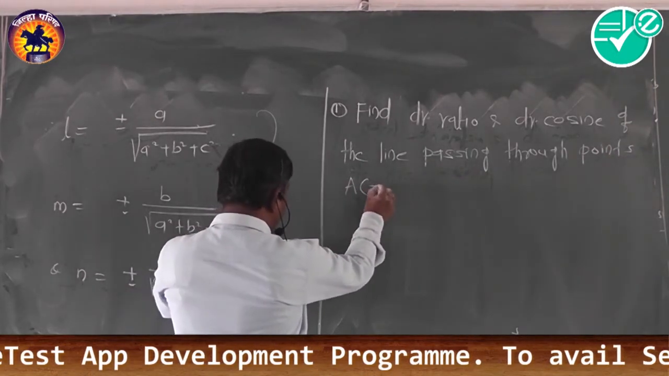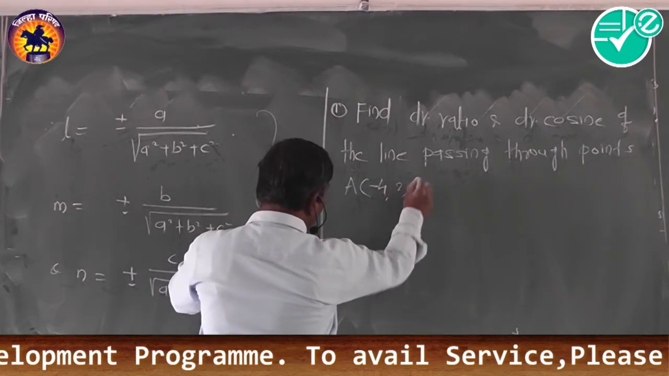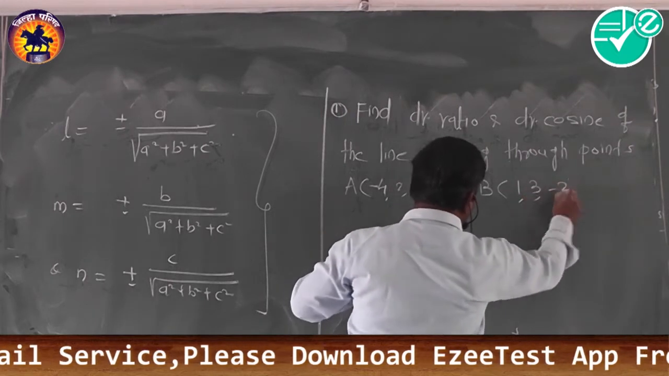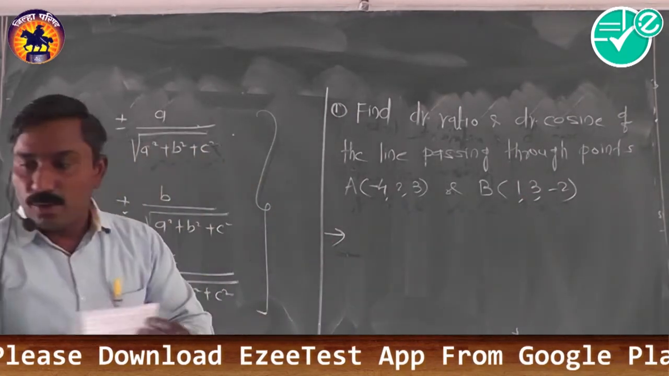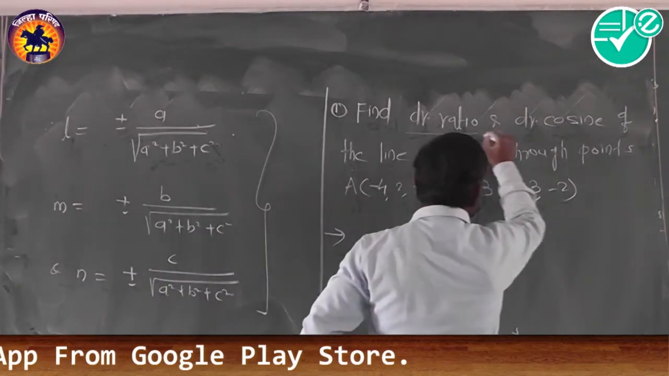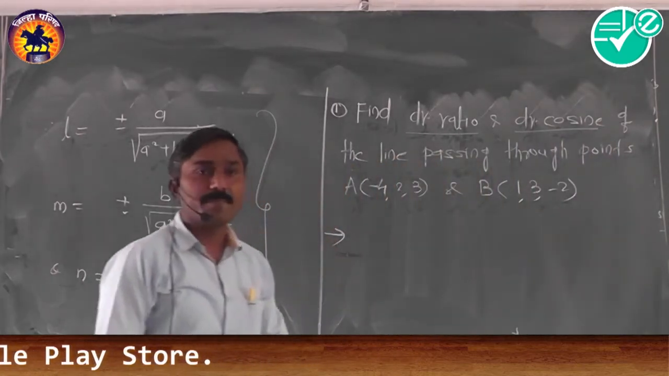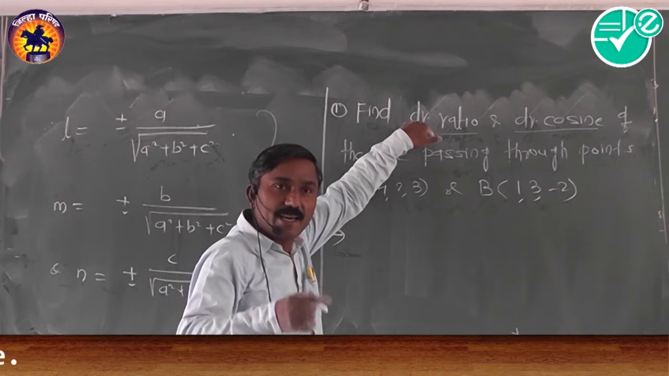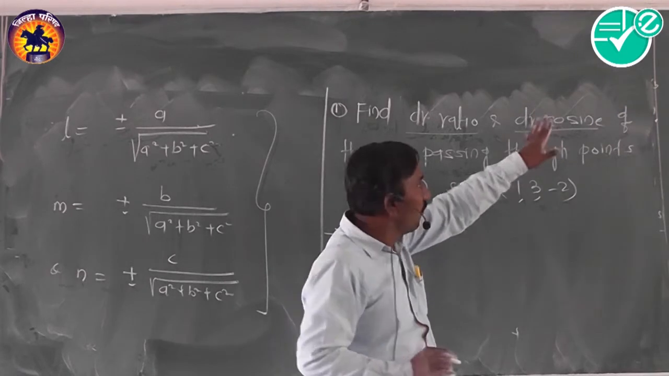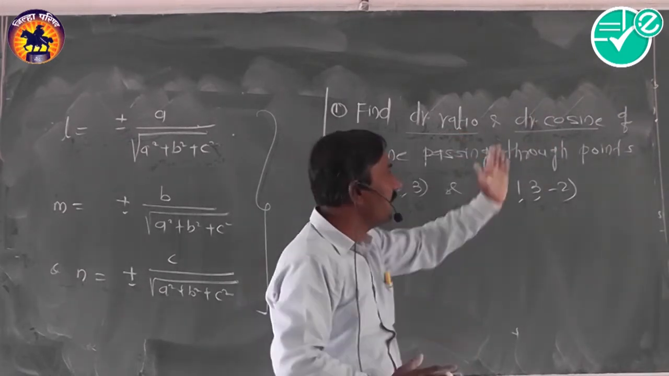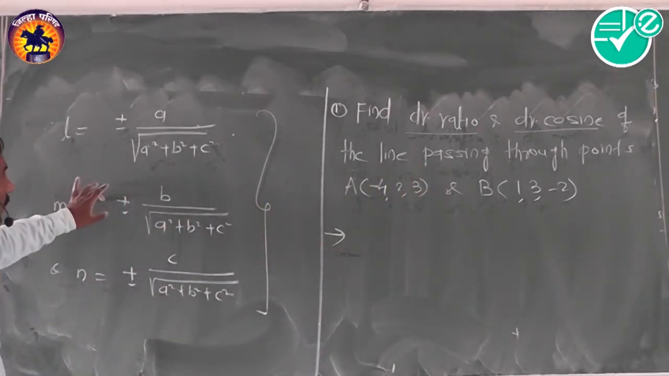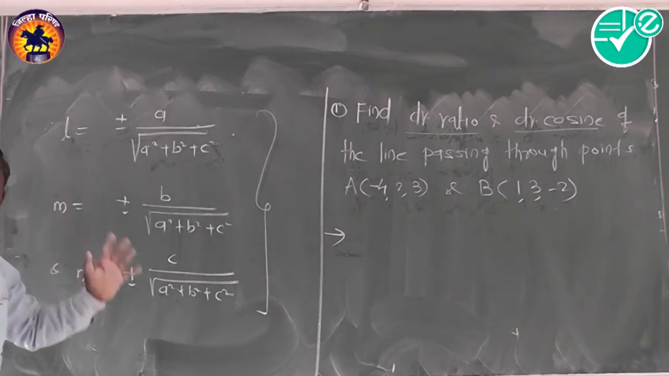A minus 4, 2, 3 and B 1, 3, minus 2. Here we have to find two important things, direction ratio and direction cosine. First we have to find direction ratio. After that we have to find direction cosine. Without direction ratio we can't find direction cosine, because of the important relation between direction ratio and direction cosine.